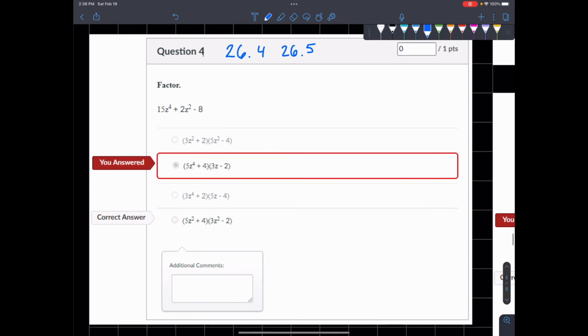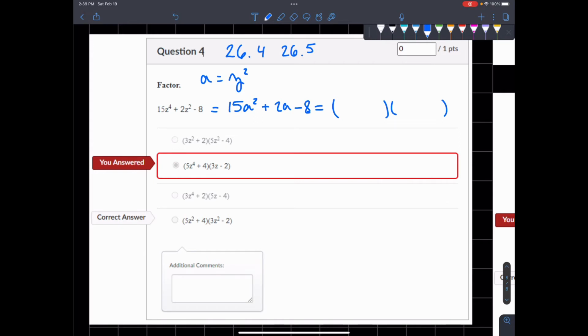This is question 4, 26.4, 26.5. We got to factor this equation here. So first thing I would do, just for simplicity's sake, let's state a variable a and let's call it z squared. So then we can rewrite this equation as 15a squared plus 2a minus 8, something a little bit more that we're used to working with. Now, we're factoring this, so we got to whip out our brackets here.